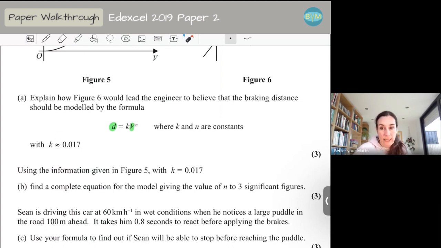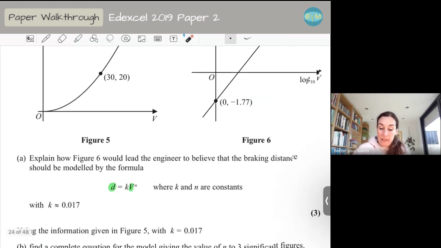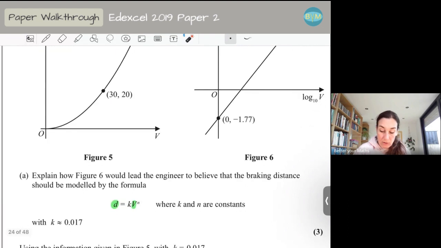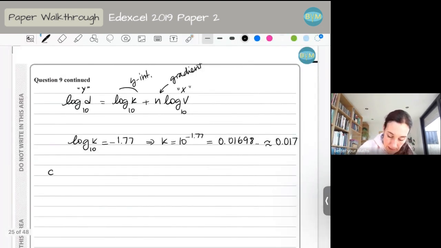So we found k already. Now we are trying to find n. And they say, use this graph. What do we know in that graph? One point. If we know one point, we substitute the point, and then we find n. So b is 30, and d is 20. If I substitute in the graph b by 30, I have that d is k, which is 0.017, times b to the power of n.